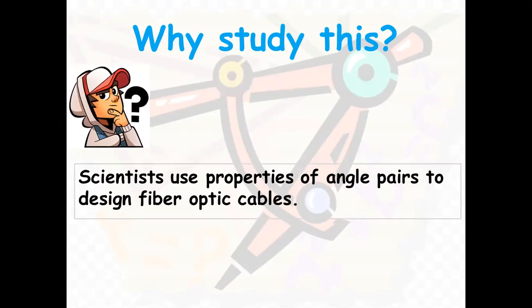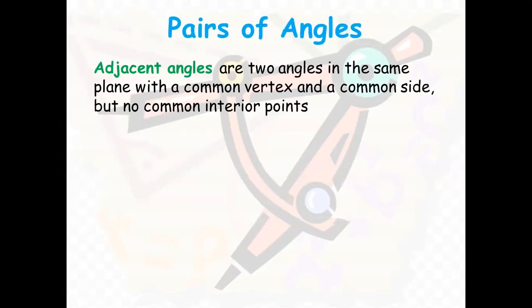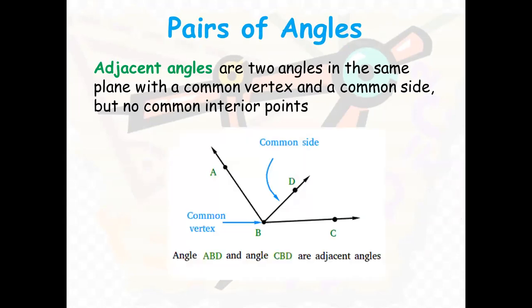Okay, so let's see. Now there are four types of angles you need to know. The first one is called adjacent angles. Now the D is silent here, so you pronounce it as adjacent angles. Now what are adjacent angles? Rather than reading what's here, let me explain through a picture.